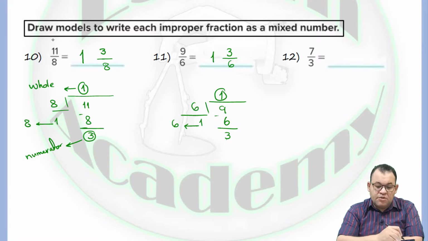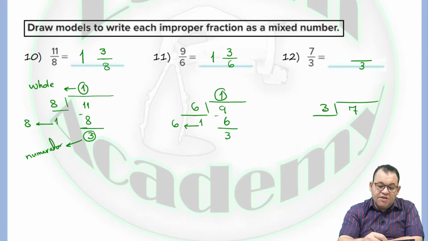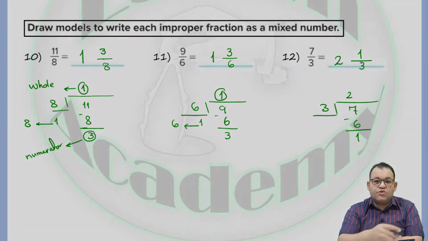Again for question number 12, 7 over 3. We write the denominator without any change, then use long division, 7 divided by 3. 7 divided by 3 equals 2, because 2 multiplied by 3 equals 6. Now subtract them. 2 will be the whole number, and 1 will be the remainder. So the mixed number will be 2 and 1 over 3.